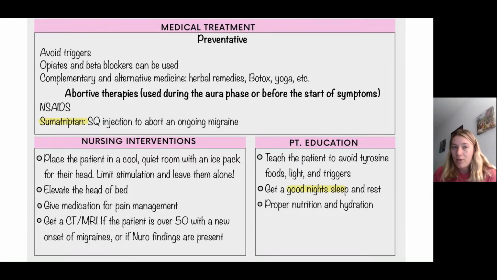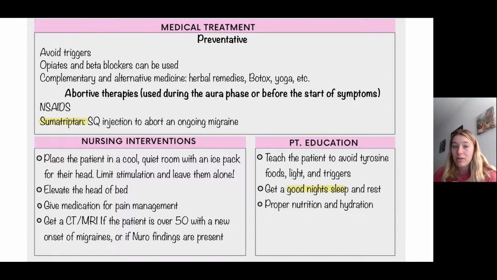So we're going to do abortive therapies. We have to use these during the aura phase or before the start of symptoms. We can give them NSAIDs, and we can also give them sumatriptan, which helps abort an ongoing migraine. So if our patient comes to us with a migraine, what are we going to do? First of all, we know photophobia and loud noises aggravate them. We want to decrease stimulation. So put them in a cool, quiet room, with an ice pack on the forehead to help.